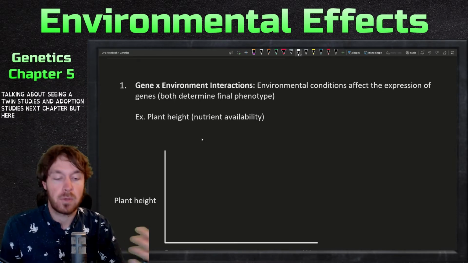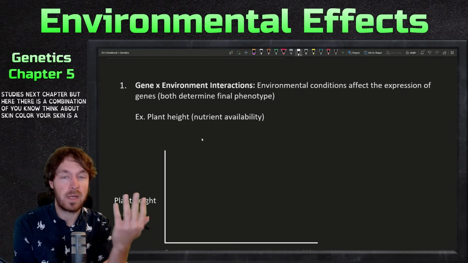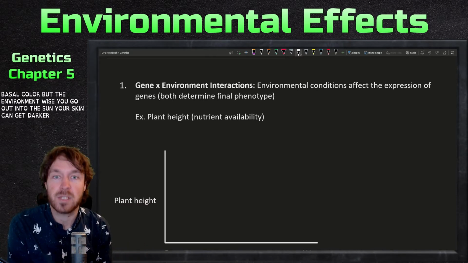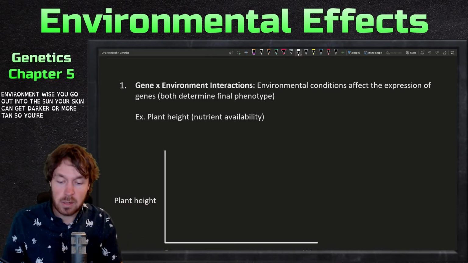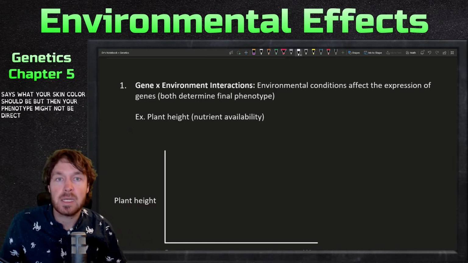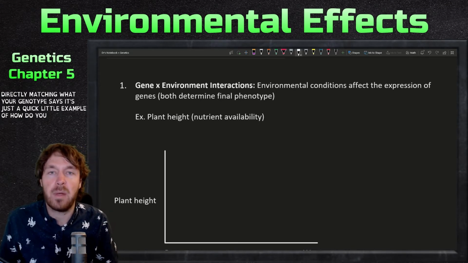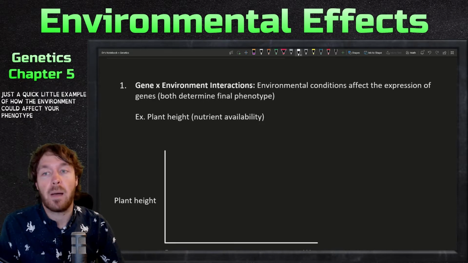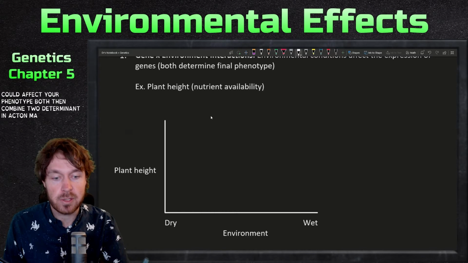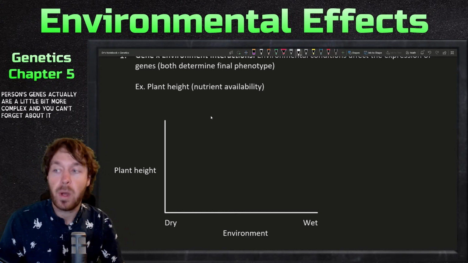But here, there is a combination of, think about skin color. Your skin has a basal color, but then environment-wise, you go out into the sun, and your skin can get darker or more tan. So your genotype says what your skin color should be, but then your phenotype might not be directly matching what your genotype says. That's just a quick little example of how the environment could affect your phenotype. So both combine to determine it, and that can make understanding what a person's genes actually are a little bit more complex, and you can't forget about it when looking at this.